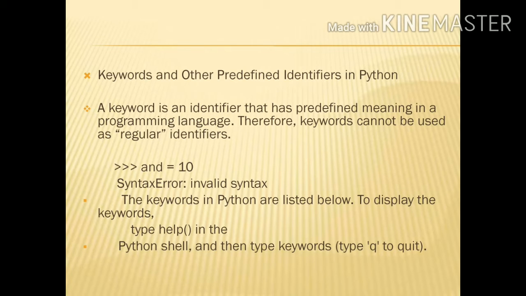The following are the keywords which are predefined in Python programming: and, as, assert, break, class, continue, def, del, elif, else, except, finally, for, from, global, if, import, in, is, lambda, nonlocal, not, or, pass, raise, return, try, while, with, yield, False, None, True. These are the keywords which are already predefined in the Python programming language.